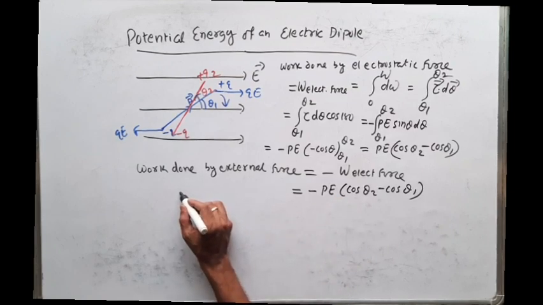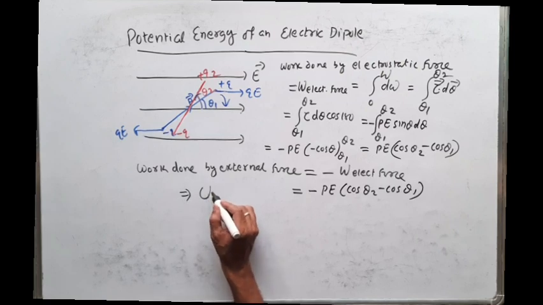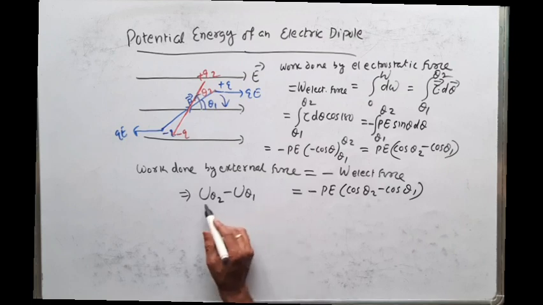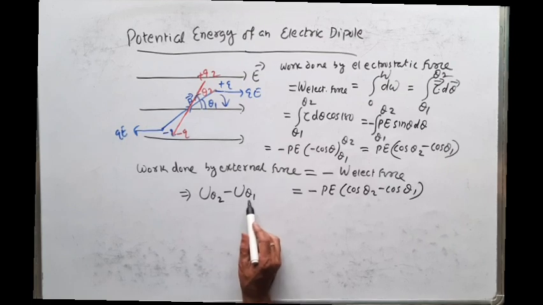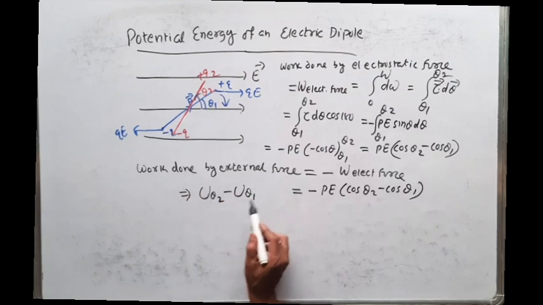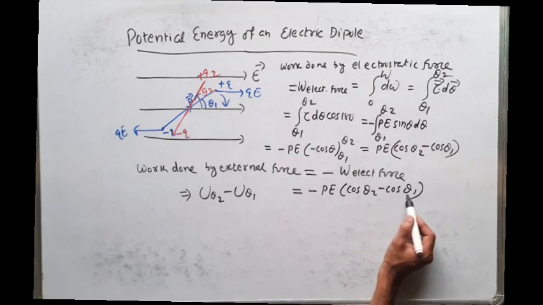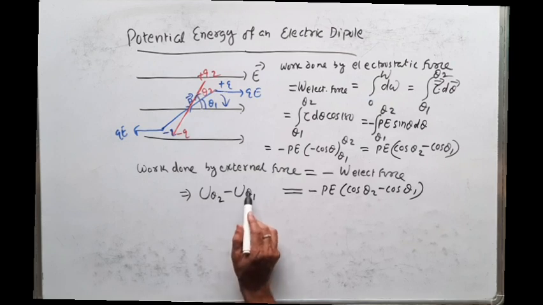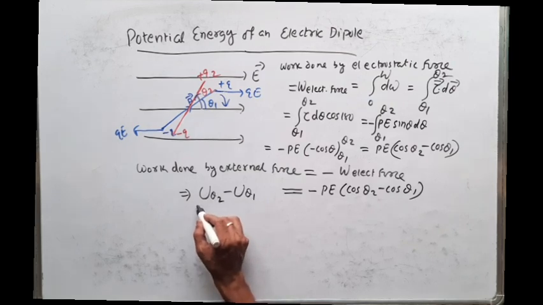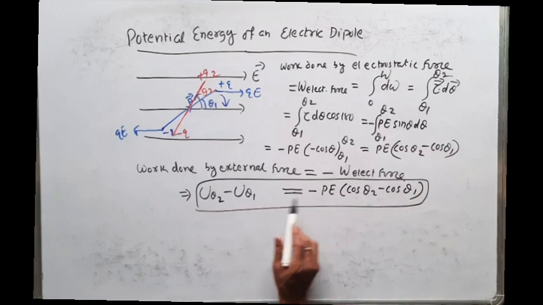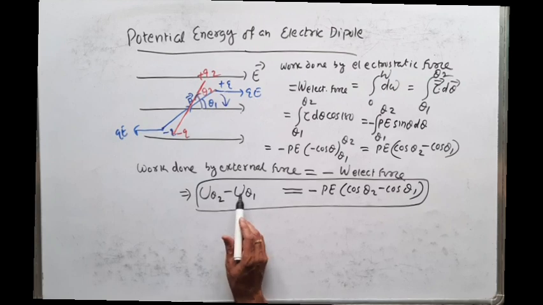So potential energy increase means final potential energy minus initial potential energy is equal to the change in potential energy, which is equal to the work done by the external force. But the work done by the external force is equal to this much. So this is equal to the change in potential energy. Change is always final minus initial. So you have to remember this formula. Keep it in your memory box. So this is the change in potential energy.